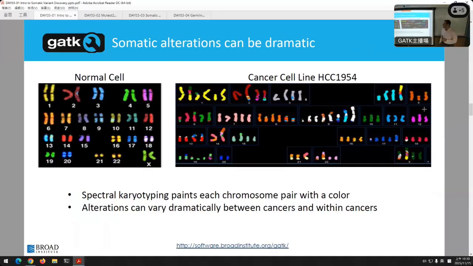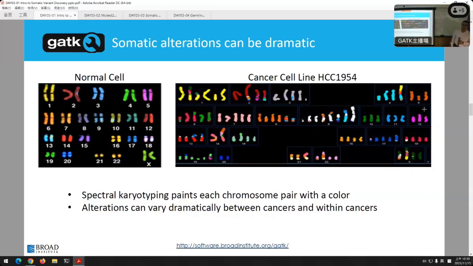In general, the chromosomes are numbered based on their size. Chromosome 1 is about 10% of the genome, and Y is tiny. But now look at the cancer cell line. We've obviously cherry-picked an example that's extreme, but look what's happened to your genome.